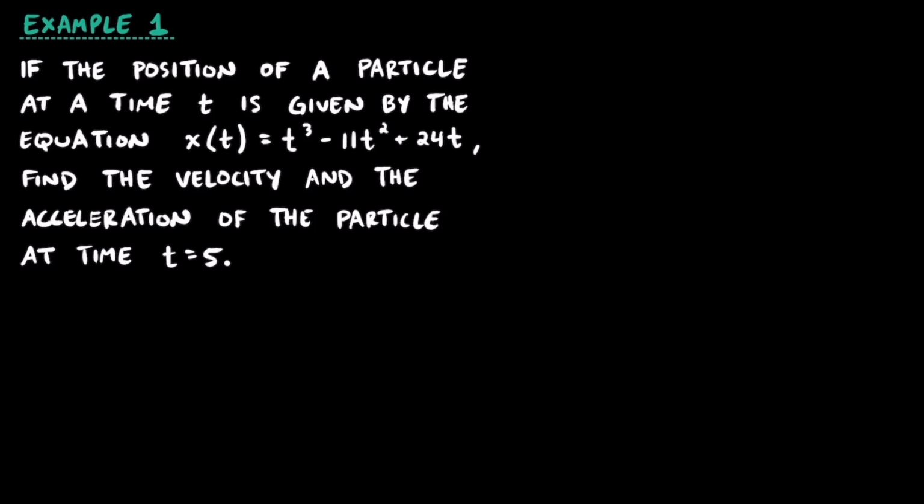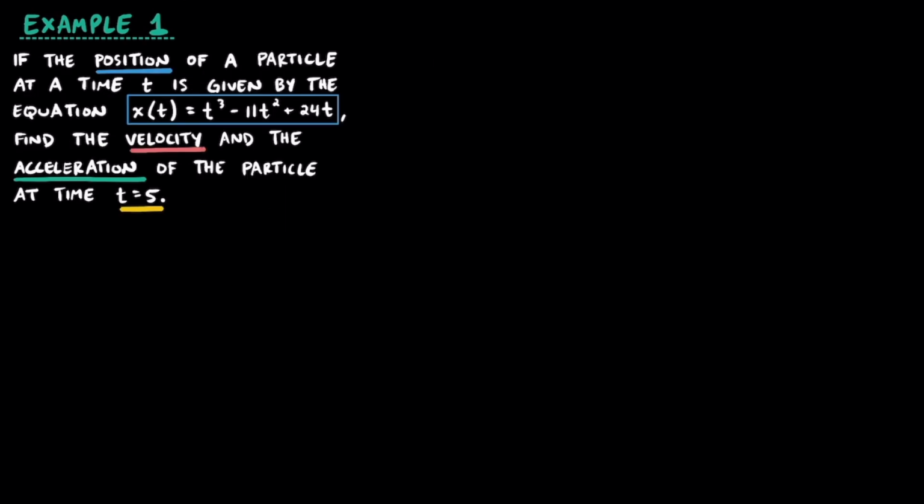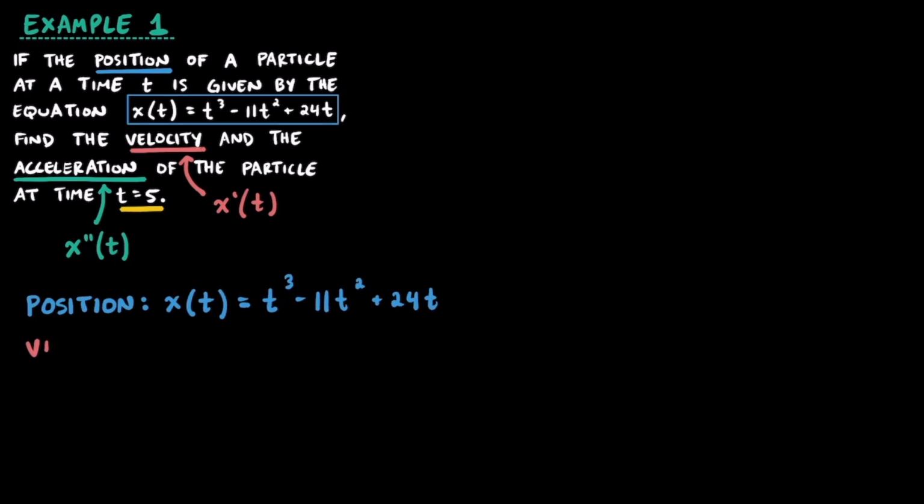Example 1. If the position of a particle at time t is given by the function x of t is equal to t cubed minus 11t squared plus 24t, find the velocity and the acceleration of the particle at the time t is equal to 5. Now, while we know that the position function is x of t, velocity is going to be our x prime of t, or our first derivative, and the acceleration will be x double prime of t, or the second derivative. Taking the first and second derivative of the position function, here are each of those functions.